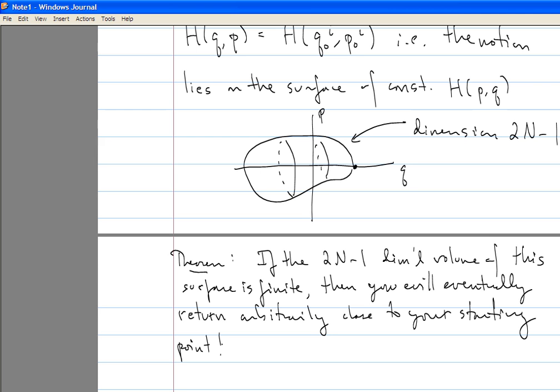So what does that mean precisely? That means that if I wait a sufficiently long amount of time, then the distance in phase space between the initial position and final position will be very, very small.